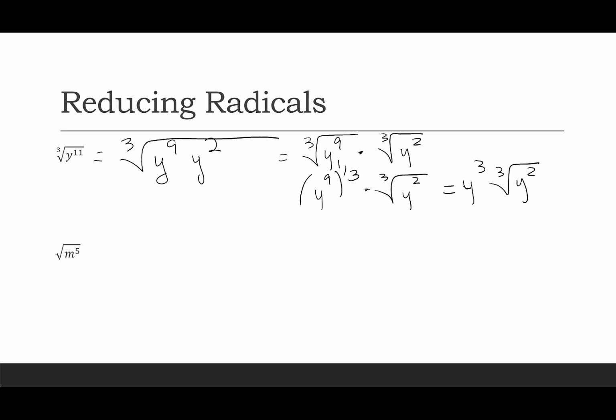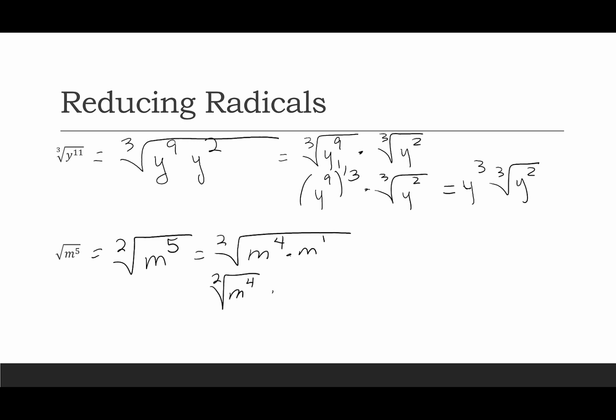With the square root of m to the 5th, you may want to write yourself a little note that the index is 2, so I'm going to separate m to the 5th as m to the 4th times m to the 1st power. This allows me to separate this into the square root of m to the 4th times the square root of m to the 1st power. The square root of m to the 4th can be written as m to the 4th to the 1/2, and then I'm going to leave the square root of m. M to the 4th to the 1/2 gives me m squared, and then I keep the square root of m. Again, I'm making sure that my power is less than my index when I write my simplification.